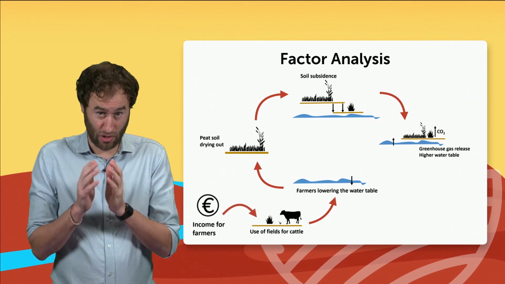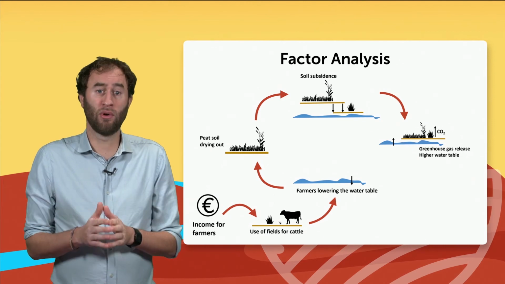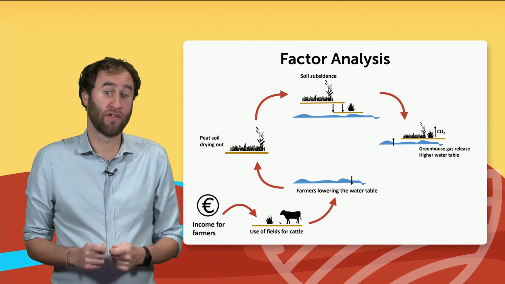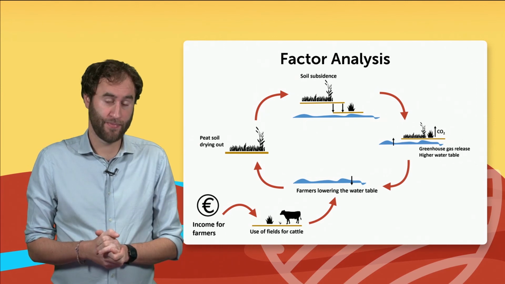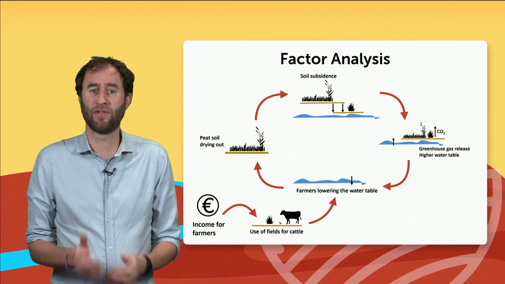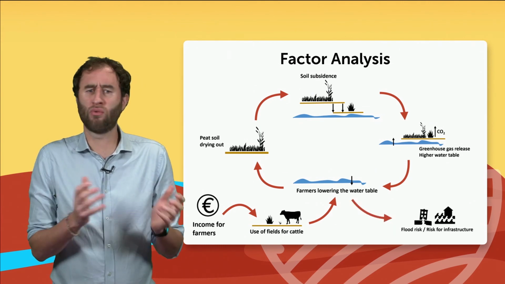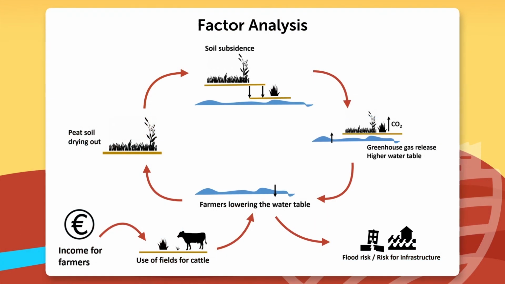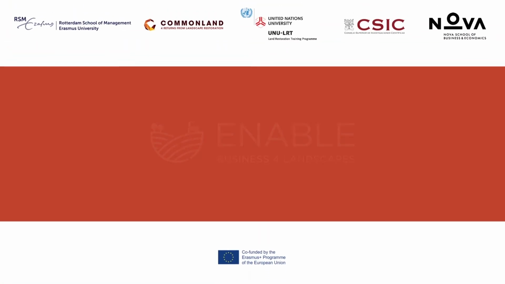Extending the downstream consequences, the higher water table results in farmers needing to further lower the water table. This leads to increasing flood risk and the risk of collapsing infrastructure. Play around with the combinations of factors, add new ones if needed, merge factors, and play with how you think the factors may interact. Do this until you think you have captured the core narrative of why the social-ecological system currently works like it does. This will be your systems map.